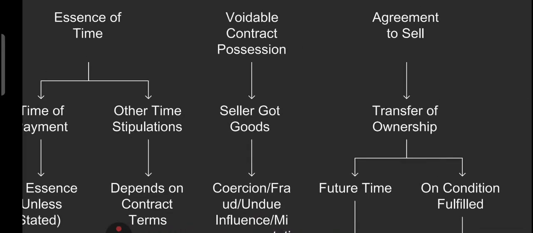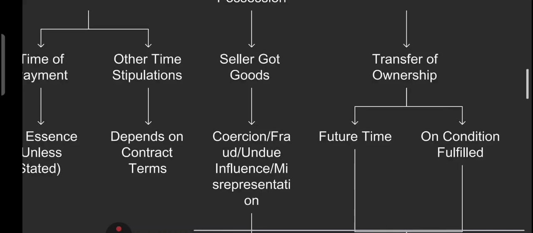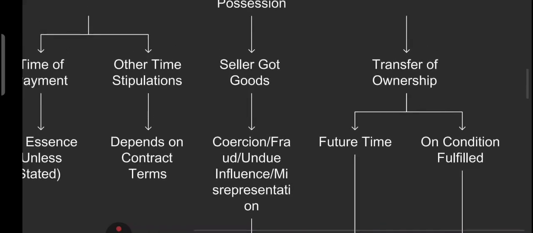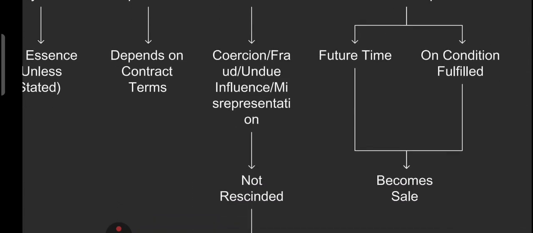Now have a look at agreement to sell versus sale. If the ownership is said to transfer in the future or on fulfilling a condition, it is just called agreement to sell. So if the ownership is said to be transferred in the future, it has not been transferred now, right? So if the ownership is said to transfer in the future or on fulfilling a condition, it is called agreement to sell, and once that happens, then it becomes sale.